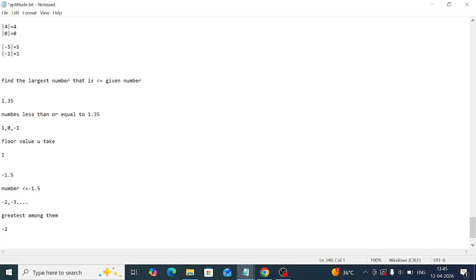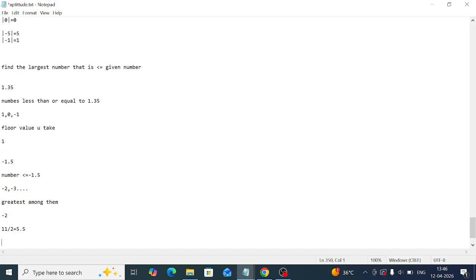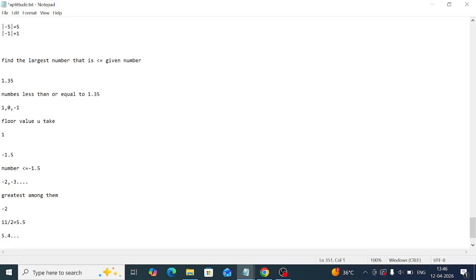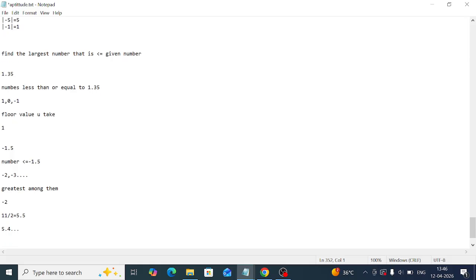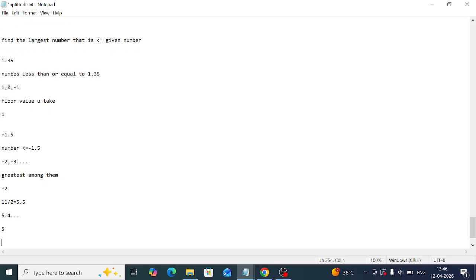Okay. Take 11 by 2. 11 by 2 means 5.5. Then which is the greatest value it is taking? It is the floor. Floor means less than. I will show you. 11 by 2 is equal to 5.5. Less than 5.5 means 5, 4 and so on. In this, which is the greatest? Nearest to 5.5, floor means 5 is the answer. Ceil means 6 is the answer. Like this you are going to do things.